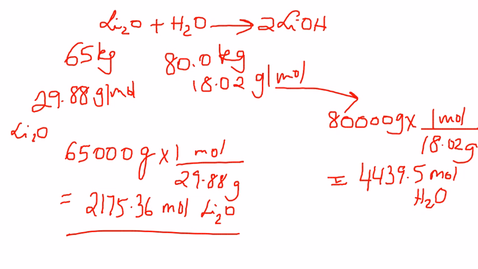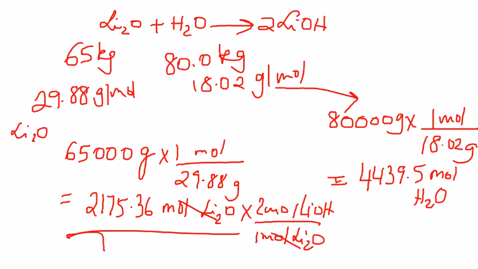So if you want to, in order to be rigorous, you can say that 1 mole of Li2O gives you 2 moles of LiOH, or not, because both of those have exactly the same ratio. And so the total moles of LiOH that you will get will be 2175.36 times 2, which is equal to 4350.7 moles of lithium hydroxide generated.